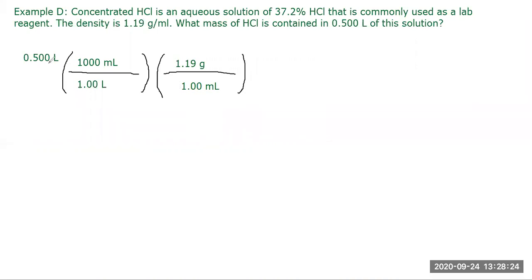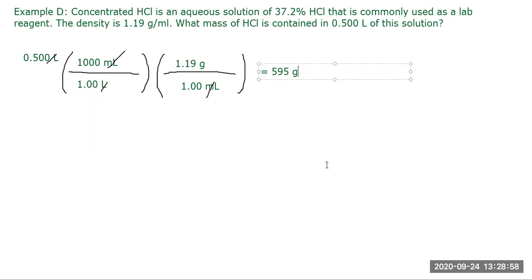Now, if I stop there, my liters is canceled, my milliliters is canceled. So I plug that into my calculator. Okay, keep in mind the math here, it's just 1 in the denominator, that's good. So on the top, my numerator, I do 0.5 times 1,000 times 1.19, and that's going to tell you that the mass of our solution is 595 grams with the appropriate number of significant figures.